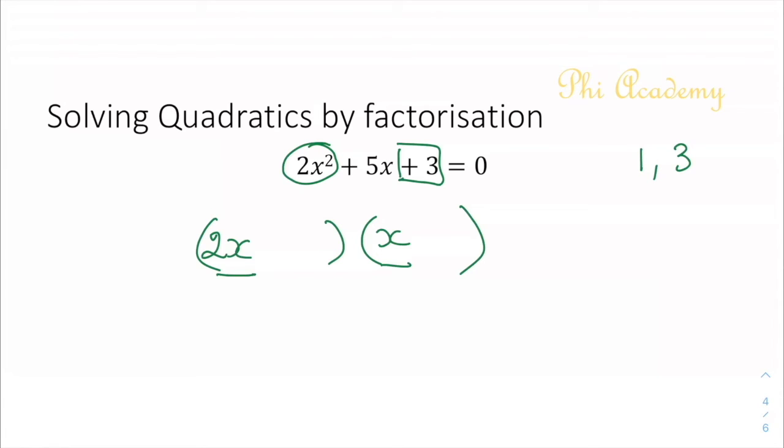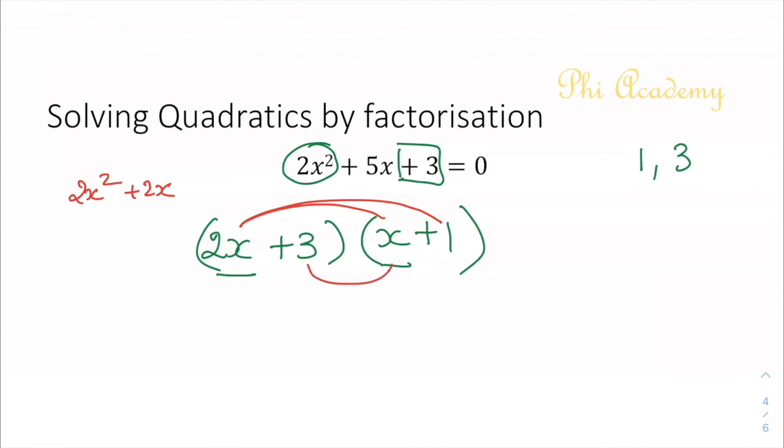Now let's try and work out where these go. My first try is going to be plus 3 here and plus 1 here. Let us make sure this is the correct factorizing by expanding the bracket. So we get 2x times x is 2x squared. 2x times 1 is plus 2x. 3 times x is plus 3x. Plus 3 times 1 is plus 3, which gives us 2x squared plus 5x plus 3. Therefore, we have factorized it correctly.